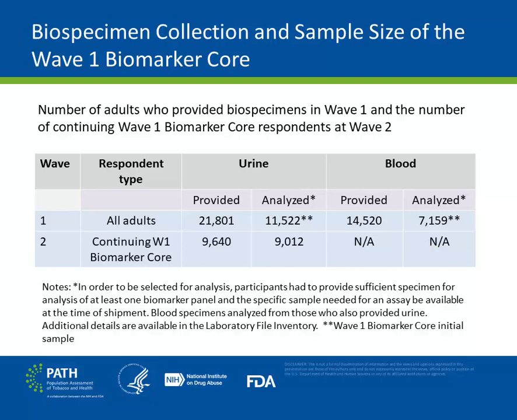All adults who completed the Wave 1 interview were asked to provide biospecimens. As seen in the Wave 1 All Adults row, 21,801 provided a urine specimen and 14,520 provided a blood specimen. At Wave 2, those selected for the Wave 1 biomarker core were asked again for urine. Only 9,640 of the core provided urine at Wave 2, and 9,012 had sufficient specimen for the planned analysis and were analyzed.